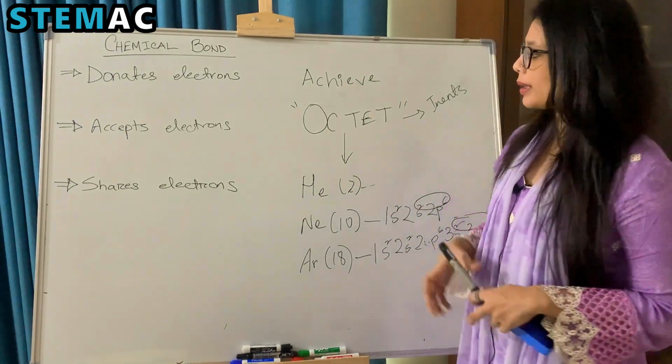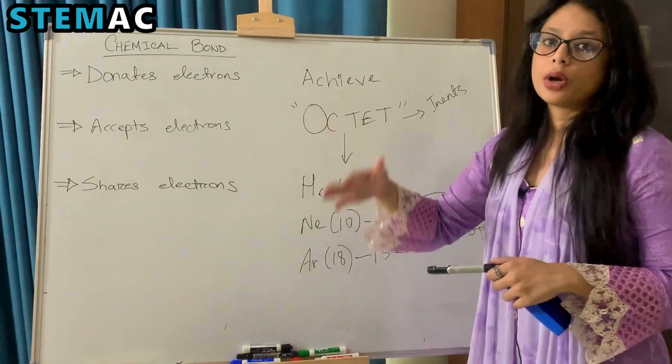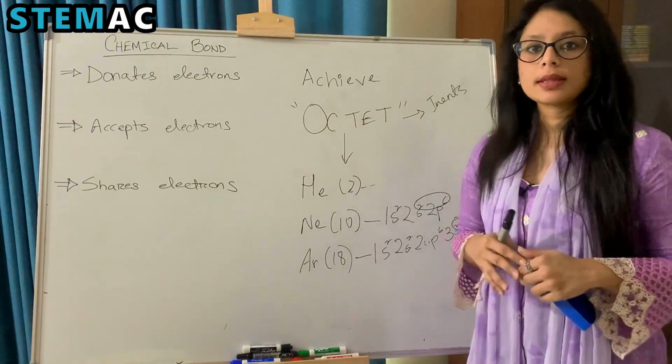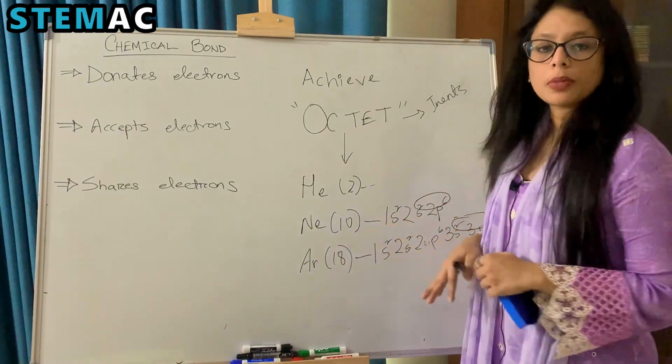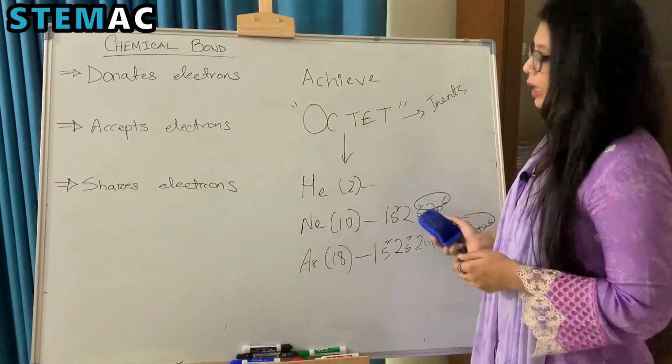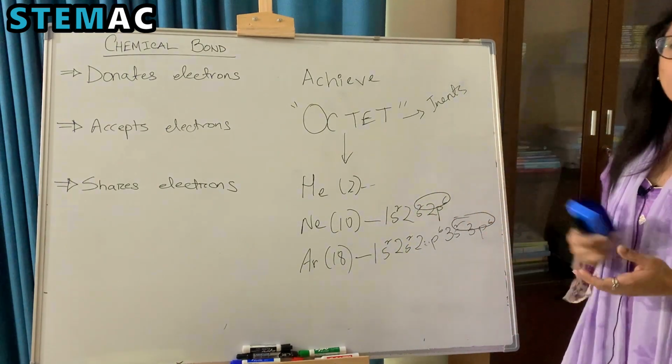elements of all, and that means they do not want to lose or accept electrons. They stay in their most stable form all on their own. These 8 electrons on the outermost shell are called the octet.